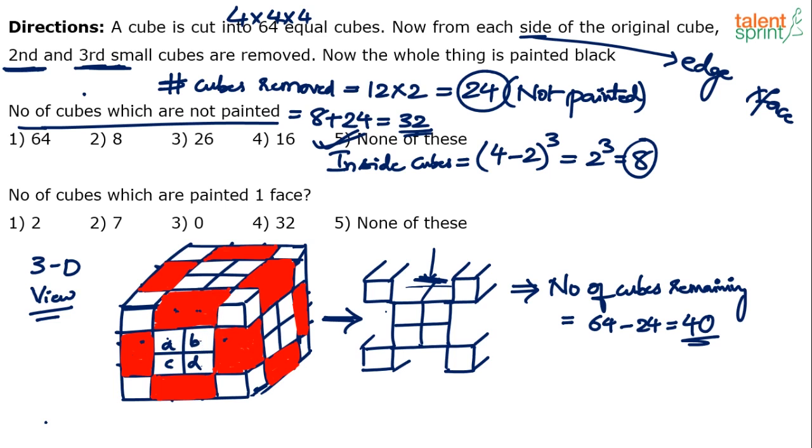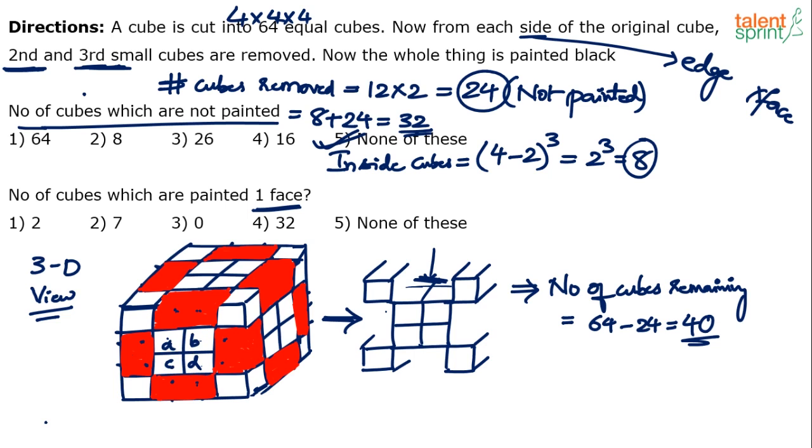He's asking us to find out the cubes which have been painted only on one face. A and B have been painted on more than one face. Similarly, C and D also have been painted on more than one face. See, the base of D and the base of C will be visible because these two cubes have been removed. Their bases will be open for painting. Similarly, the right of D and the left of C is open for painting. So A, B, C, D have all been painted on more than one face.